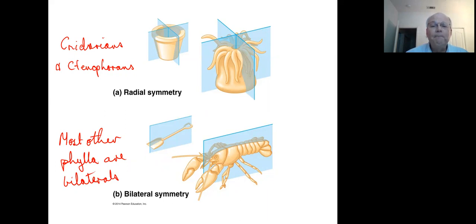So radial symmetry being the quote unquote simpler body plan as far as symmetry is concerned still is probably a valid observation, because even with the use of the PhyloCode and phylogenetics and cladistic analysis, we still place the cnidarians and the ctenophorans, the Radiata, to give them their umbrella name, basal to the rest of the animal kingdom, with one exception, the sponges. Sponges are considered to be even more basal.